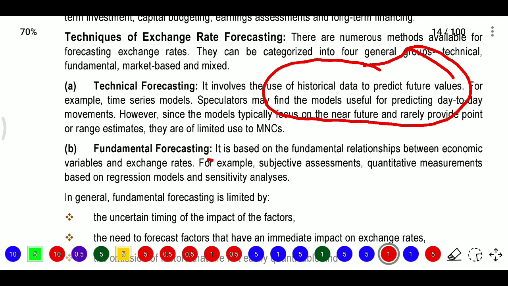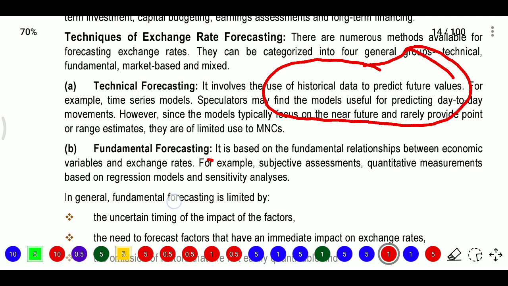It is technical forecasting. For example, time series models or speculators may find the models useful for predicting day-to-day movement. However, since the models typically focus on the near future and rarely provide point or range estimates, they are of limited use to MNCs, these multinational corporations. This is technical forecasting, which means they will use the historical data to predict the future price.